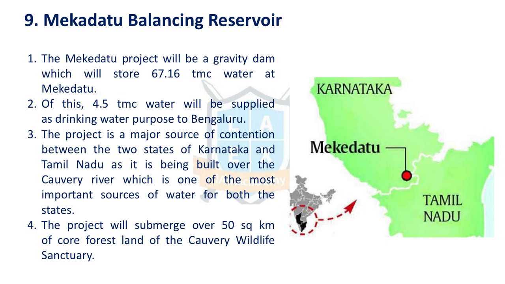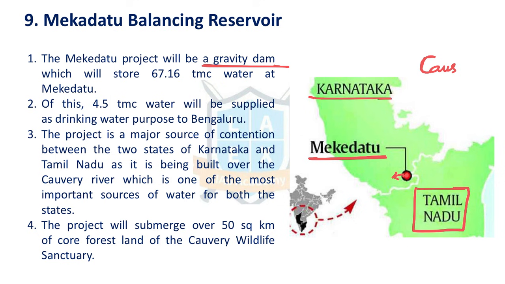Mekedatu project will be a gravity dam proposed by Karnataka. Karnataka says that under the Kaveri water sharing, which was finalized by the Supreme Court, it has a greater share. To use its share, Karnataka is planning to build a project near the Mekedatu region. This project helps in storing the water, which helps the water needs of Bangalore city. But Tamil Nadu says this constrains it.